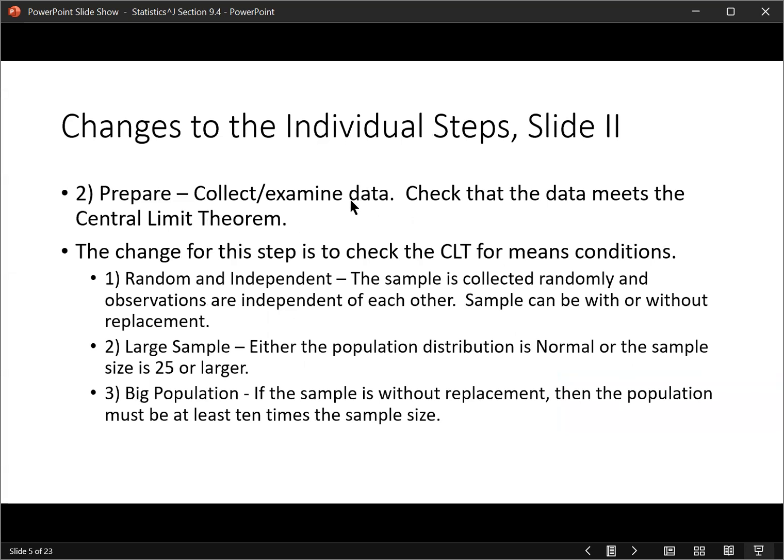When it comes to collecting or examining our data and checking the central limit theorem conditions, we use the central limit theorem conditions for means instead of the central limit theorem for proportions. So hopefully that makes sense. And the central limit theorem for means is what's displayed here.